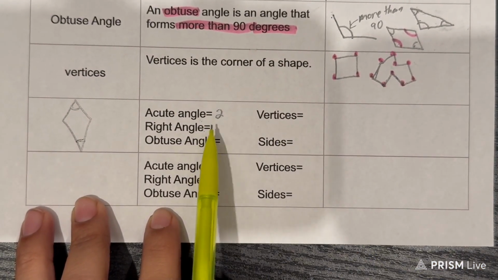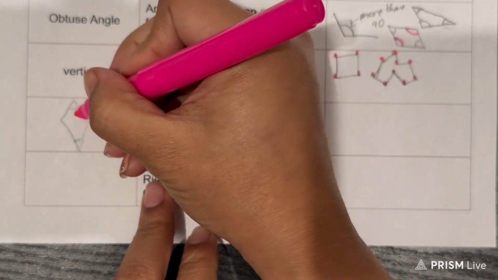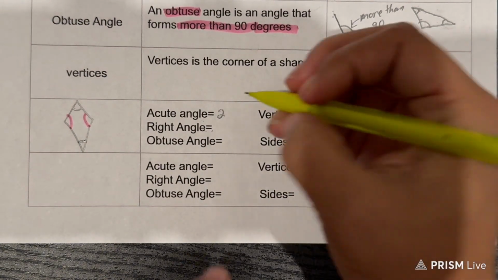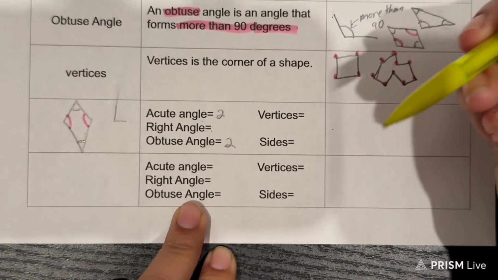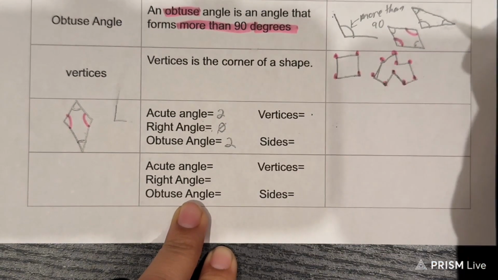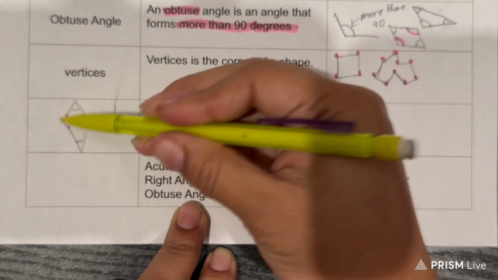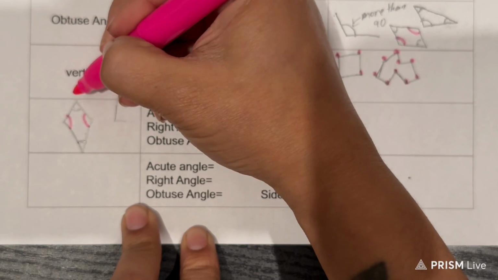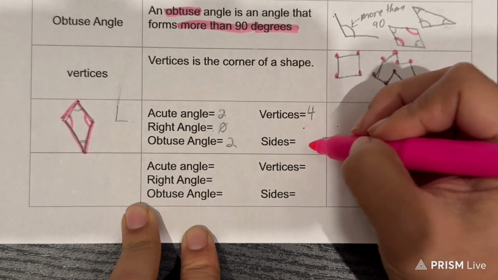Your boom cards are going to look just like this. So over here, here are angles that are bigger than 90 degrees. Those are considered obtuse angles. We have 2 of those. Any right angles, anything that looks like this on this shape, there are 0. Vertices. So how many corners do we have? 1, 2, 3, 4. 4 vertices. And now, how many sides do we have? We have 1 side, 2 sides, 3 sides, and 4 sides. A total of 4.